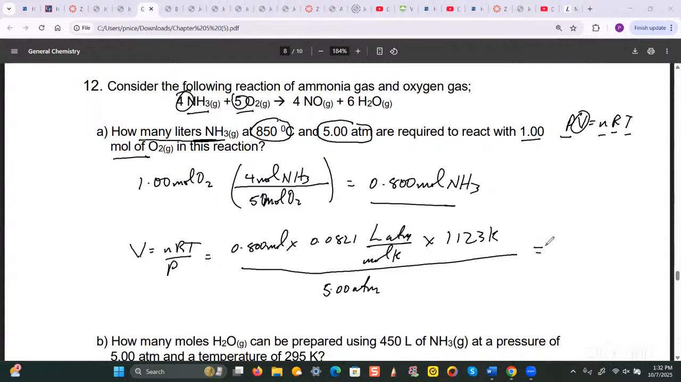Okay, so let's do the number crunching. 0.8 times 0.0821 times 1123, and then I'm going to divide that by 5. According to my calculation, please correct me if I'm wrong, I got, rounded off to 3 sig figs, 14.8, and the units here would be liters because Kelvins will cancel out, the atmospheres will cancel out, the moles will cancel out. So the only unit remaining would be liters. And that's how that is done, all right?